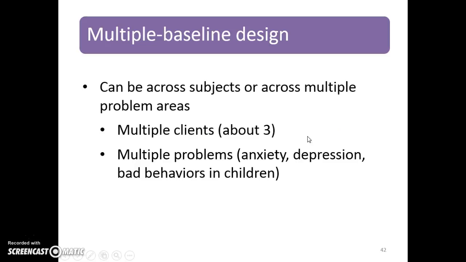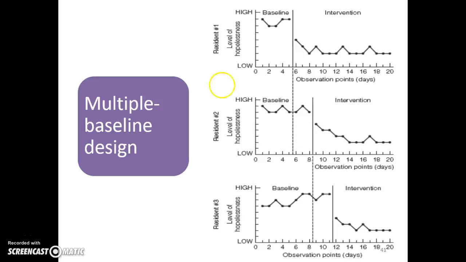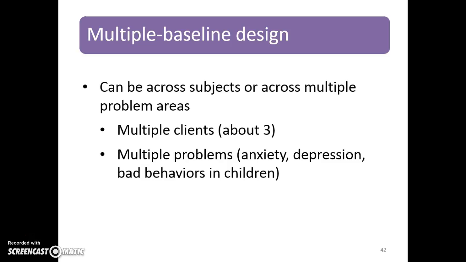So the idea here is that, one, you usually want to have about 3 clients, and this might also be where you look at multiple problems. So maybe you are taking measures on a few different things. So let's say you want to use cognitive behavioral therapy to make a difference on both anxiety and depression. So you may want to have one chart that looks at indicators for anxiety and another chart that looks at indicators for depression. Or again, you may have different people.